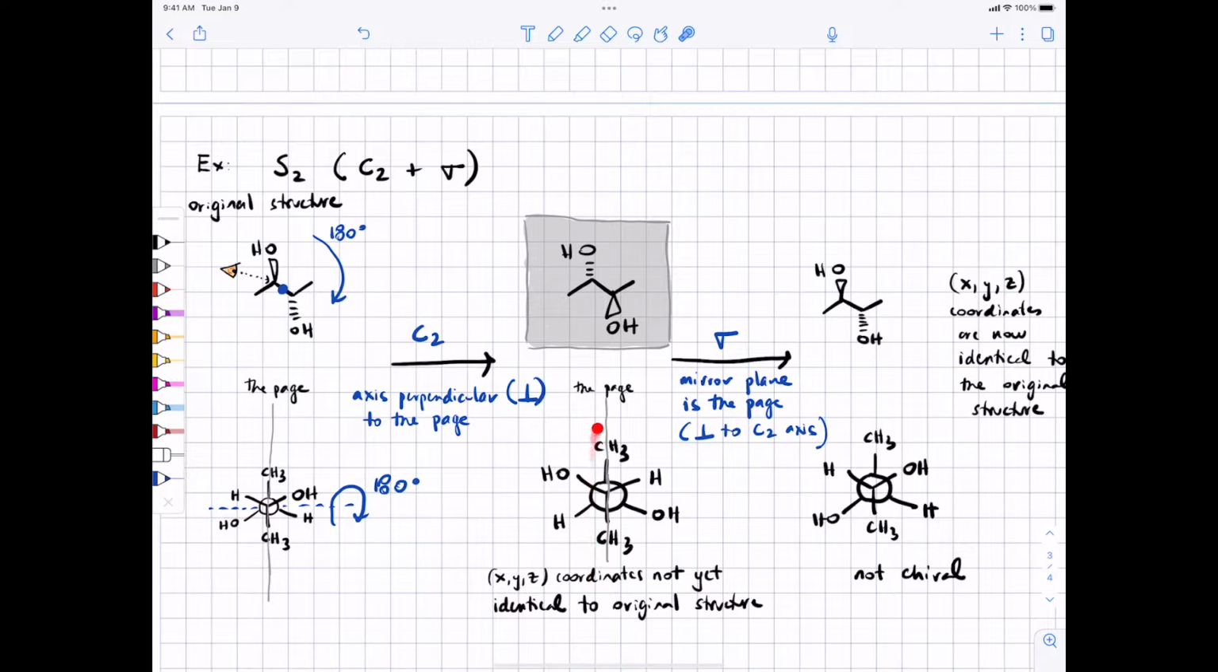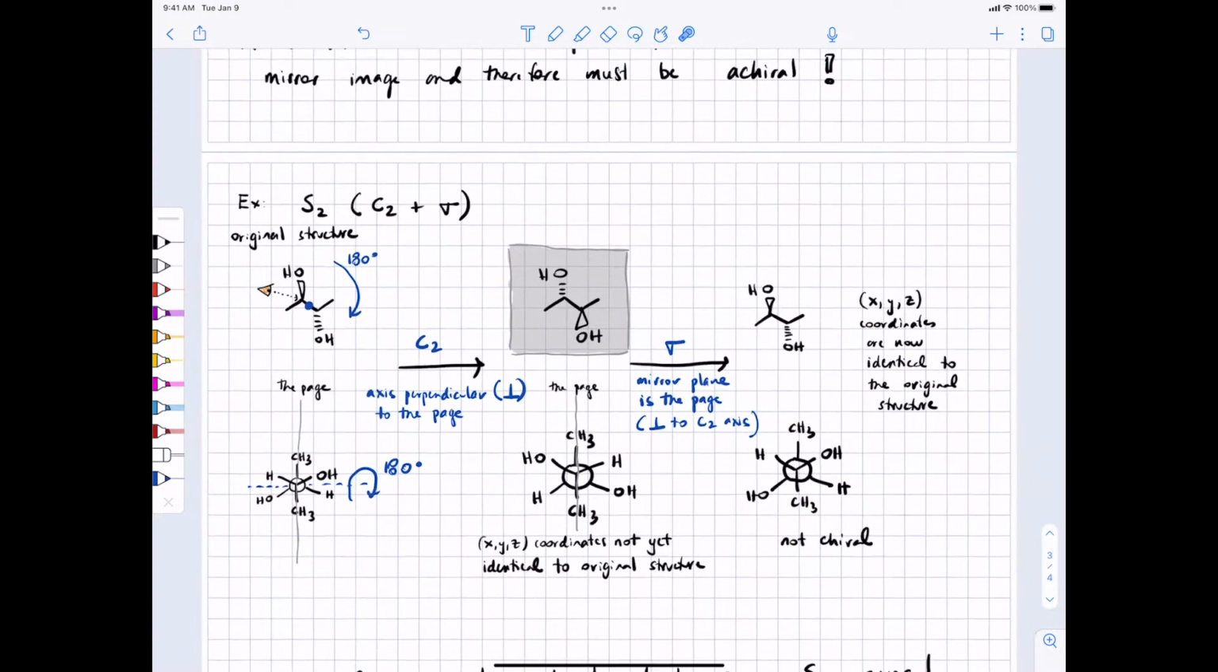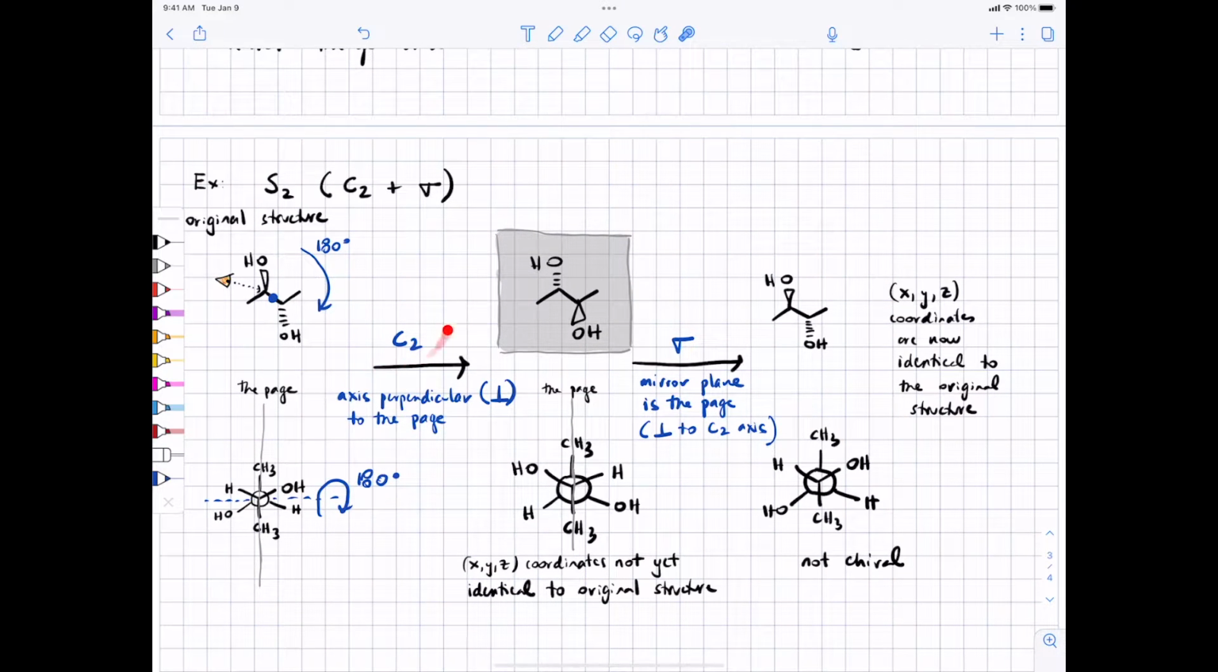We can do a similar thing here to get from this structure to this one. And after those two operations, and only after those two operations, do we get a molecule that is identical in XYZ coordinates to what we've got there. Okay, any questions you want to ask about that? Anything that's difficult to see?